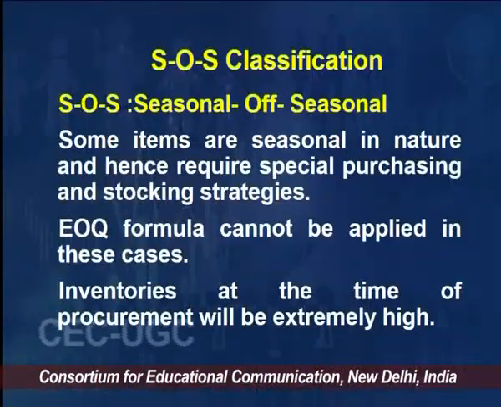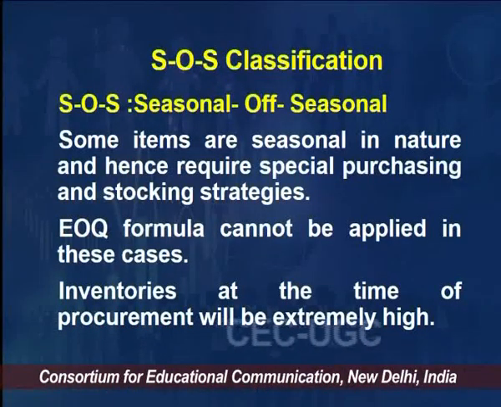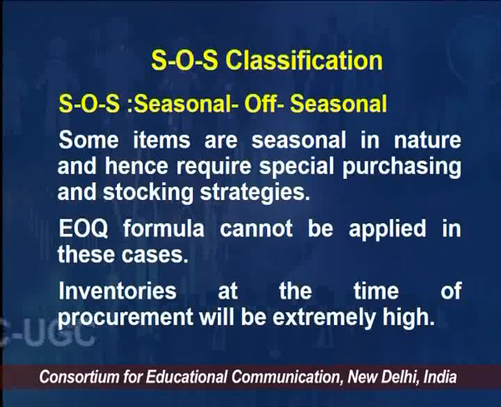Then there is another classification called SOS classification, seasonal, off-seasonal. Some items are seasonal in nature and hence require special purchasing and stocking strategies. EOQ formula cannot be applied in these cases, so inventories at the time of procurement will be extremely high. For example, in India, mango is available in the summer season, that too in a span of 2-3 months. So it is a seasonal item. If you want to procure them in off season, it will be very difficult, it will be scarce, and it will be very costly also. So accordingly you have to make your strategies.